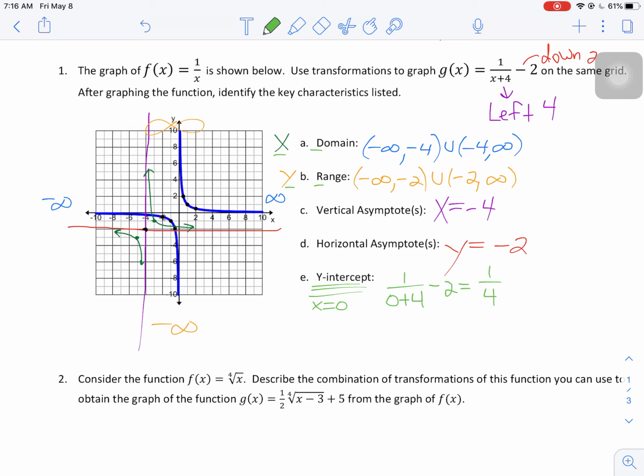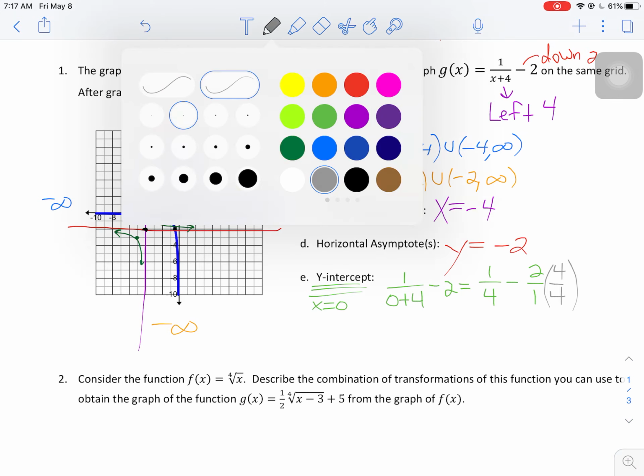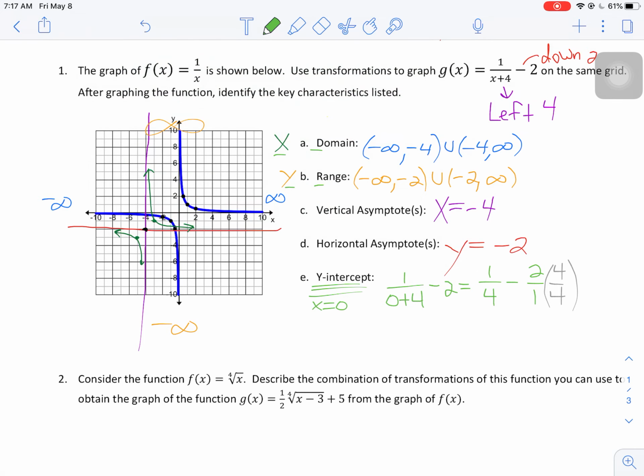So 1/4 minus 2. I'm going to put the 2 over 1 to make it look like a fraction. And then when I'm subtracting fractions, I have to have a common denominator. So I'm going to multiply by 4 over 4 in order to make this have the correct denominator of 4. So then 1/4 minus 8 over 4 equals negative 7 over 4. And then we want to write our final answer for a y-intercept as an ordered pair x comma y. So 0, comma, negative 7/4.